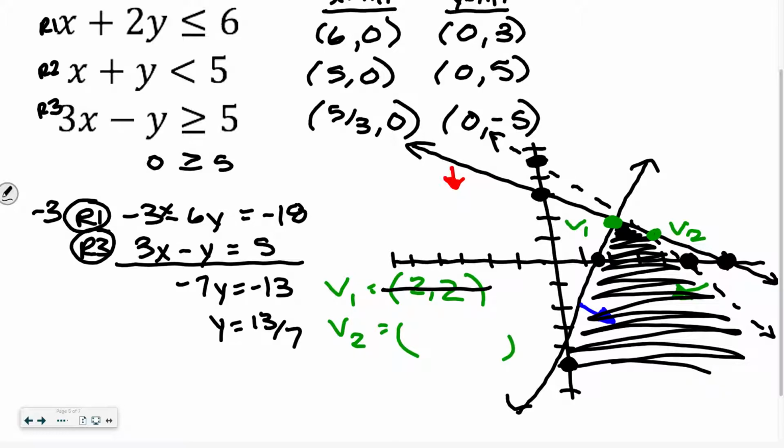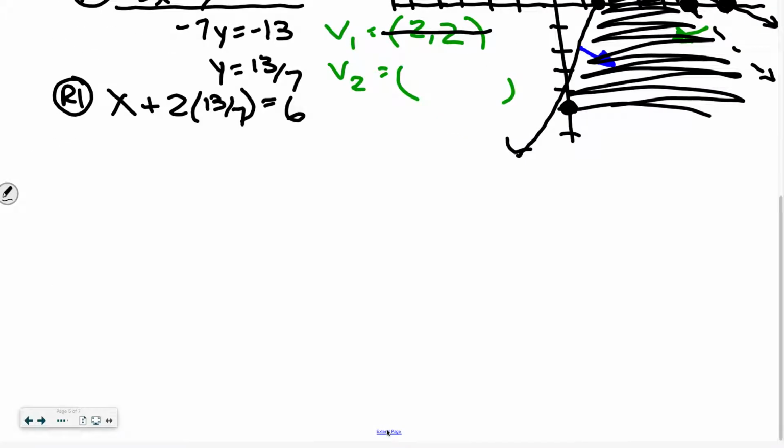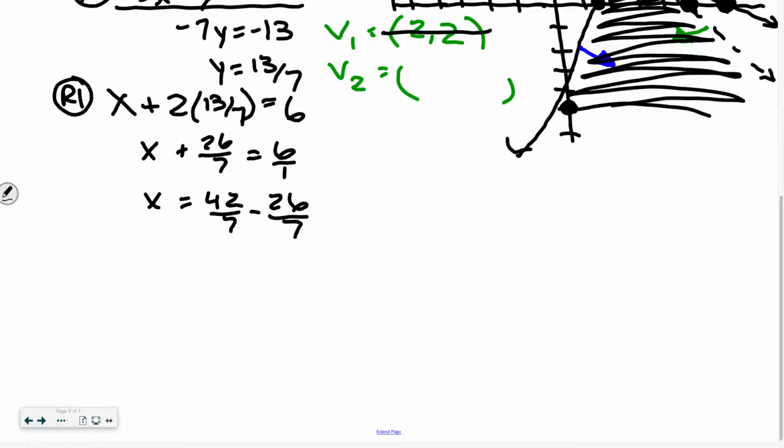So now that we have y, how will we get x? Plug it back in, which means we're going to have to work with some kind of fractions, but we'll deal with it. X plus, I'm doing row 1, x plus 2 times 13/7, so I'll move it up here in a second, equals 6. Again, at this point, you're really solving for the intersection of the two lines, so you don't need the inequality part, you need the equals part. So you can work with equations. So this is x plus 26/7 equals 6. I'm going to subtract 26/7. So this is like 6/1. That's going to be 42/7 minus 26/7.